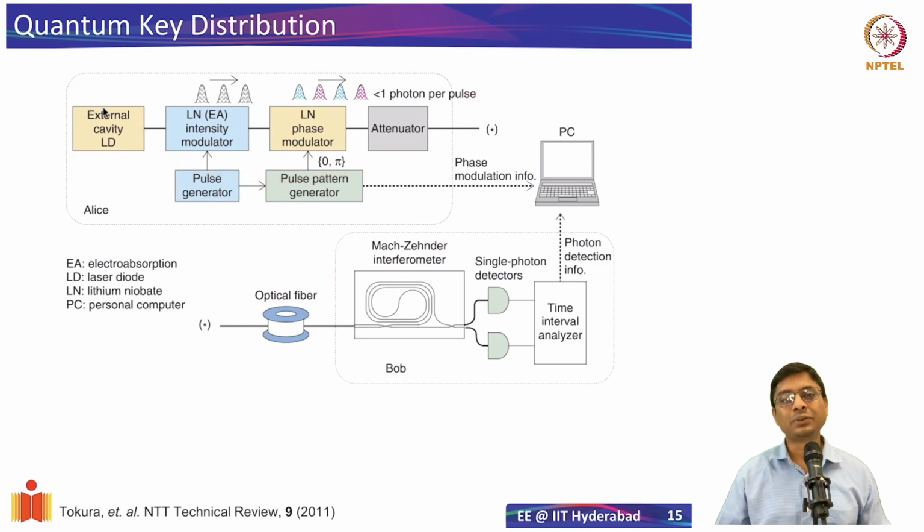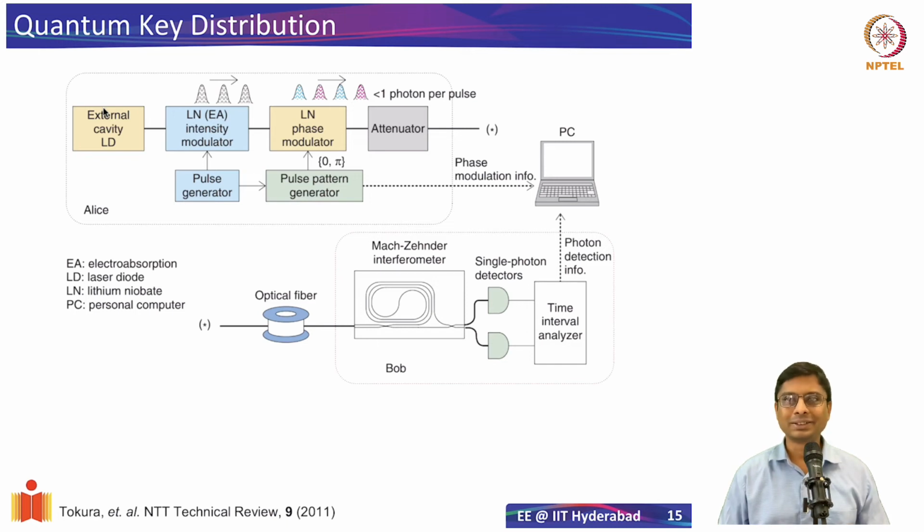And why do we say coherent? Because there is a fixed phase difference between different pulses. That's called coherence. And the number of photons is less. So a weak coherent pulse source is what we are talking about. And then you can show that this is secure. A lot of work has gone into this area in the last 15 to 20 years. And of course, there are a lot of intricacies in this.